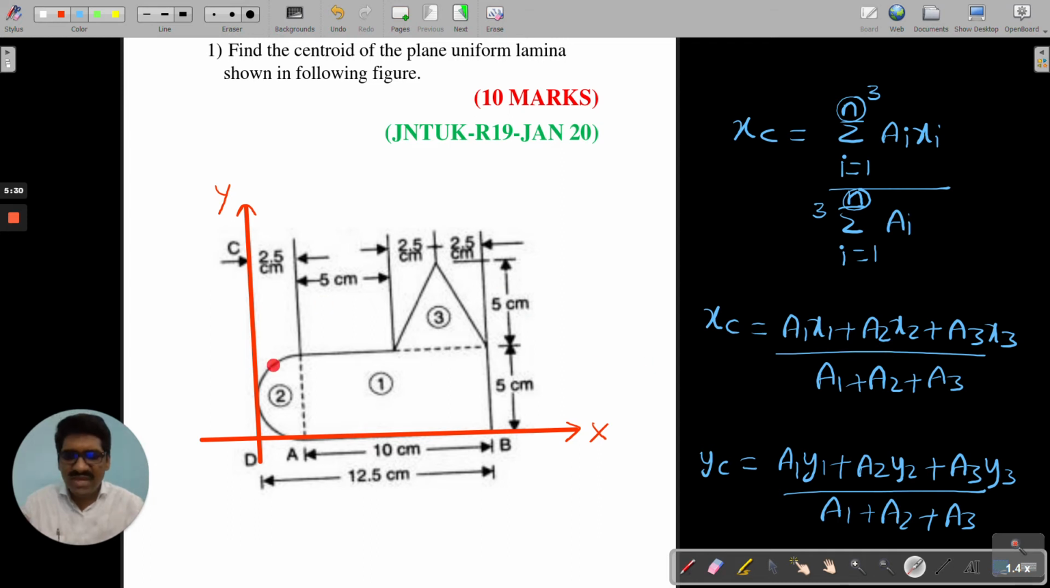So this becomes the total area. Sometimes we have to go for subtraction, sometimes for addition. Here we have to add all three, therefore I am adding all three. That's it. That is the picture.